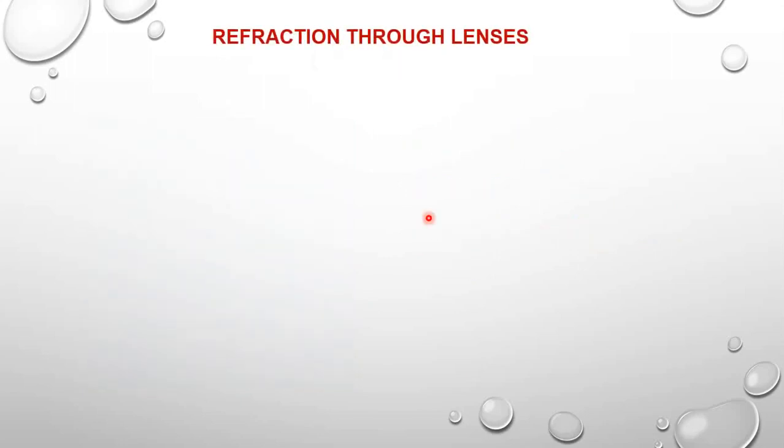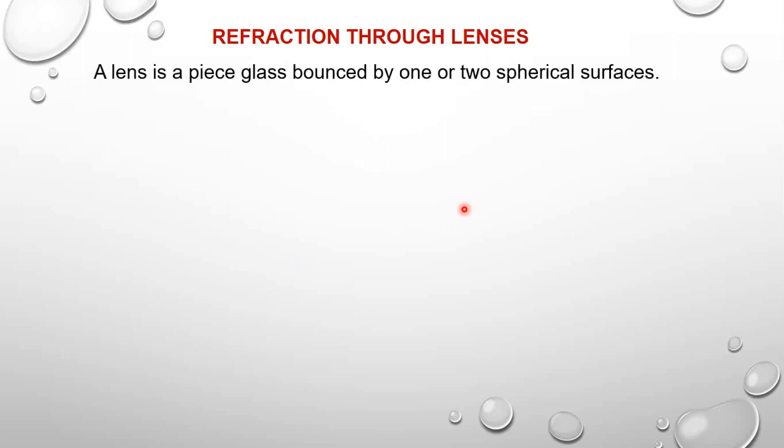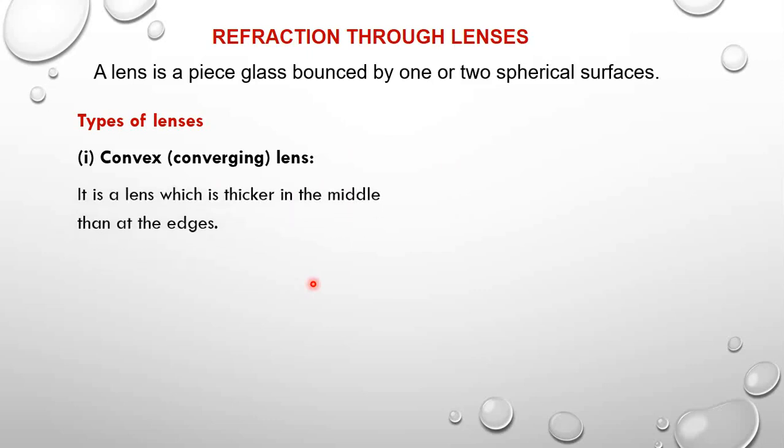So what is a lens in itself? A lens is a glass bounded by one or two spherical surfaces. Let's look at the types of lenses. There are mainly two types of lenses, that is the convex or the converging lens, which we can define as a lens which is thicker in the middle than at the edges. Then the second type is the concave or the diverging lens, which is thinner in the middle than at the edges.